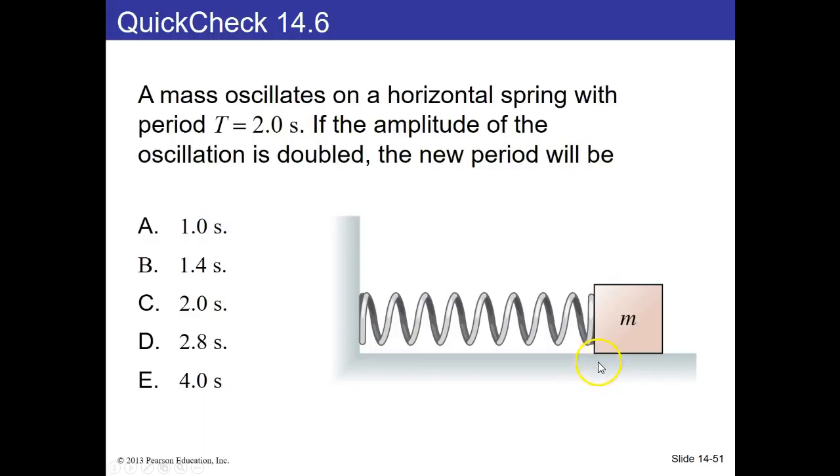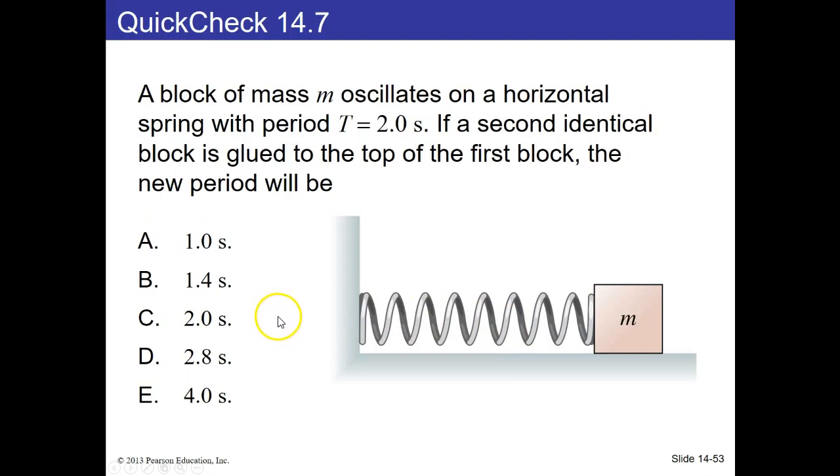We know that the period is 2 seconds. If the amplitude of the oscillation is doubled, that new period should be 2 seconds. So you double one, you don't double the other. If I double the amplitude, that won't have any effect. I'm just giving it more energy, but it's not going to make it go any faster.